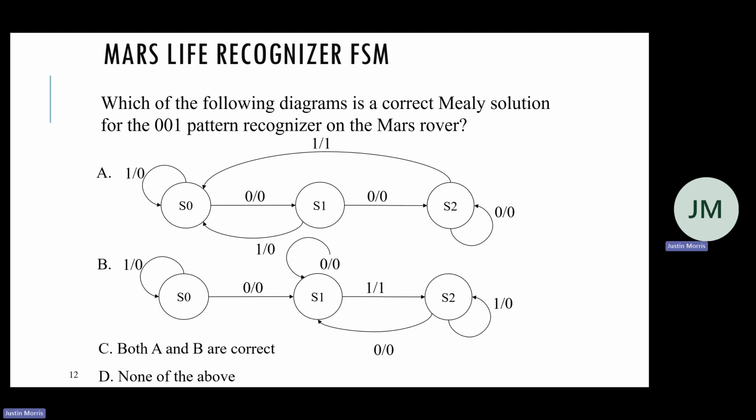So now that we know that we need more than 2 states, for that Mars rover, we need to recognize 0, 0, 1. Which one of these, or none of them, implements a Mealy finite state machine that recognizes 0, 0, 1, as in it outputs 1 when the input sees this pattern 0, 0, 1. So again, work on this on your own at first.